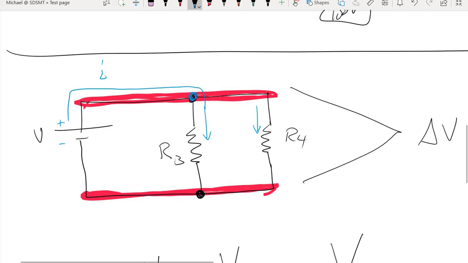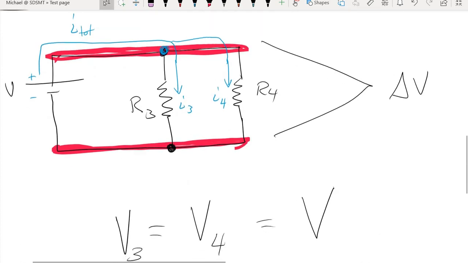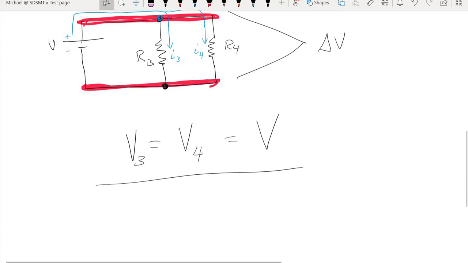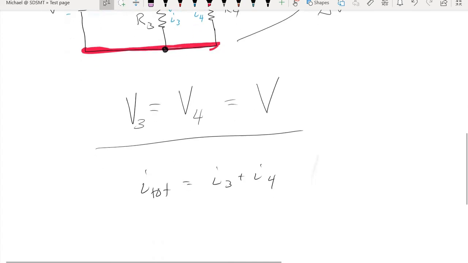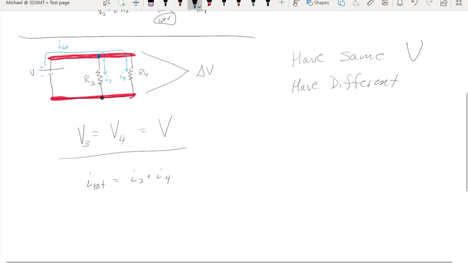But only a portion of the total current will go through resistor 3, and we're going to call that current 3. The other portion of the current will go through resistor 4. We'll call that current 4. And we now have a mathematical expression. The total current that comes out of the battery is responsible for providing current 3 and current 4. And then when current 3 and current 4 get down to this intersection right here, they will have to recombine to produce the total current once again. So our resistors have different current values.